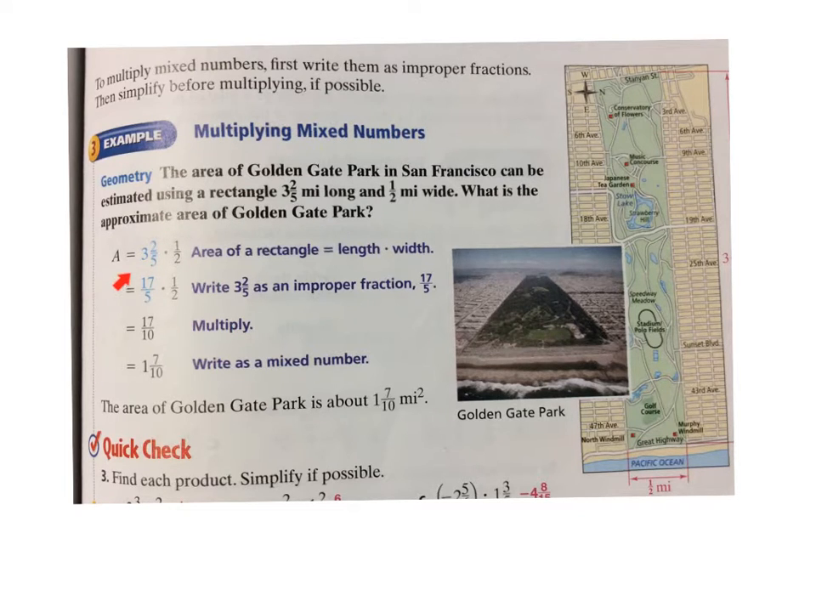Notice here the 3 2/5 gets made improper. 3 times 5 is 15, plus 2 is 17, still over 5. Just bring down that 1/2. 17 times 1 is 17, 5 times 2 is 10. Now, normally I'd say you're good, you're done.